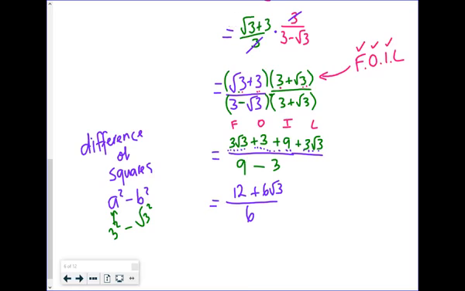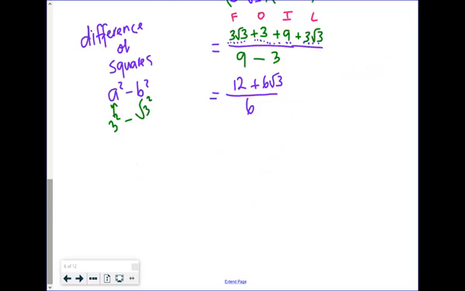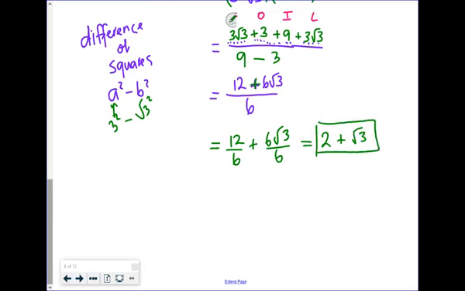Now, you can split a fraction into 2 fractions by splitting the numerator. I can split this here. So I can split that into 12 over 6 plus 6 times the square root of 3 over 6. And now it cleans up beautifully. 12 divided by 6 is 2. And on this one, the 6's cancel, we're left with the square root of 3. Okay?